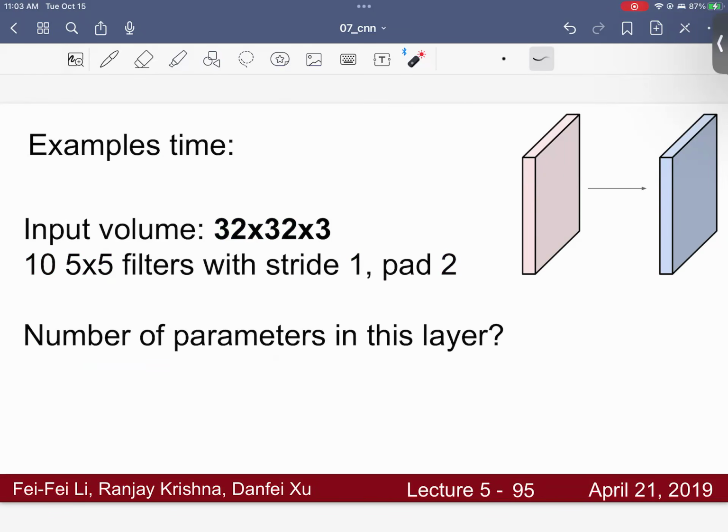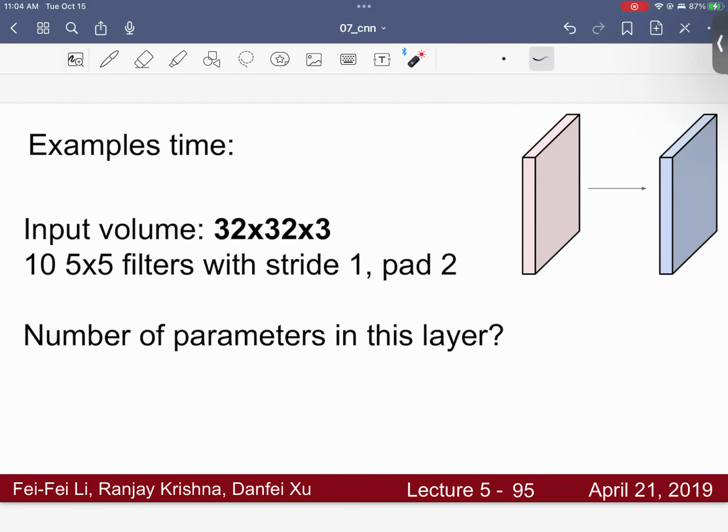So how many parameters are we using when we went from this to here? We use 10 by 5 by 5, 10 filters, where each individual filter has a dimensionality of 5 by 5 by 3, right? So that's 75 times 10. So the CNN filters alone would have 750 parameters, and you would also have to account for the bias vectors.